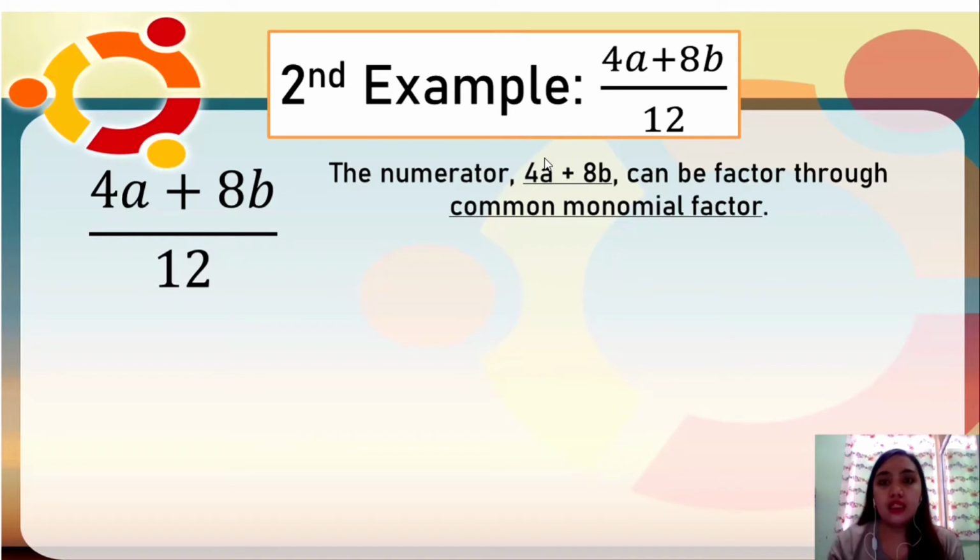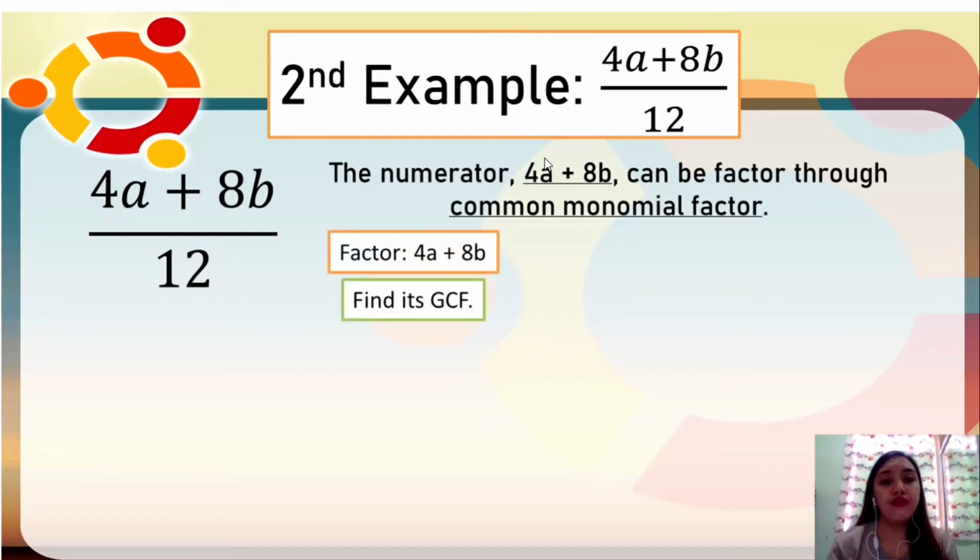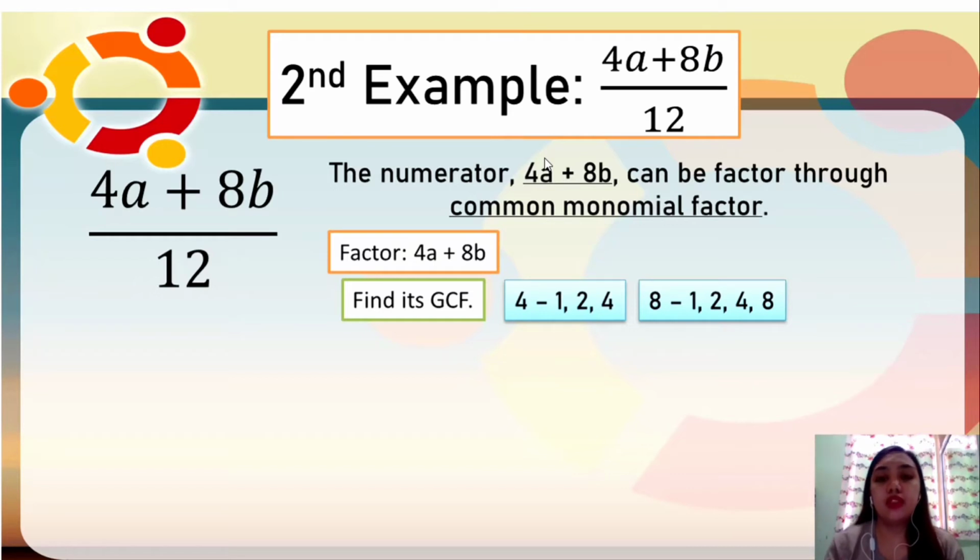So, di ba, diniscuss ko na yan noong last 2 weeks ago. So, sa first video ko. So, paano natin i-factor yan using the common monomial factor? Siyempre, get the GCF of 4 and 8. List the factors of 4 and 8. So, we have 1, 2, 4. And then for 8, we have 1, 2, 4, 8. So, what will be the GCF? Select the greatest. So, that is 4.